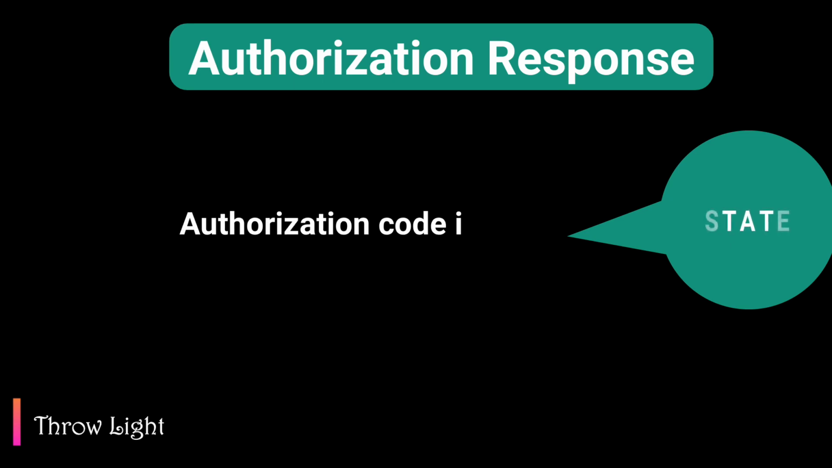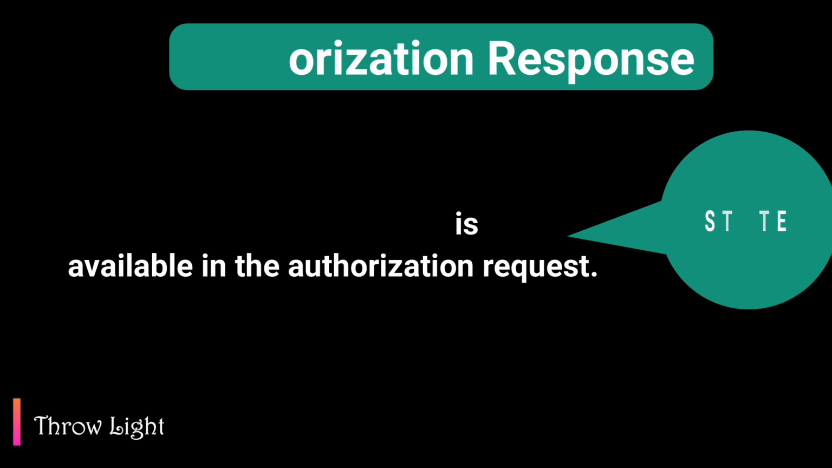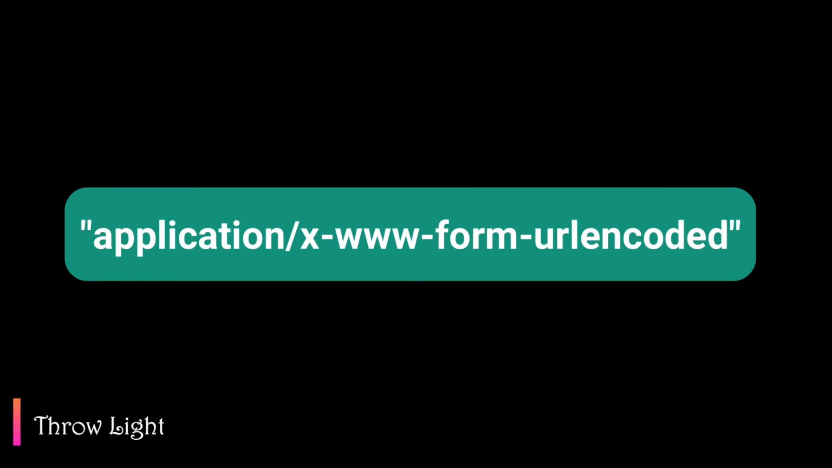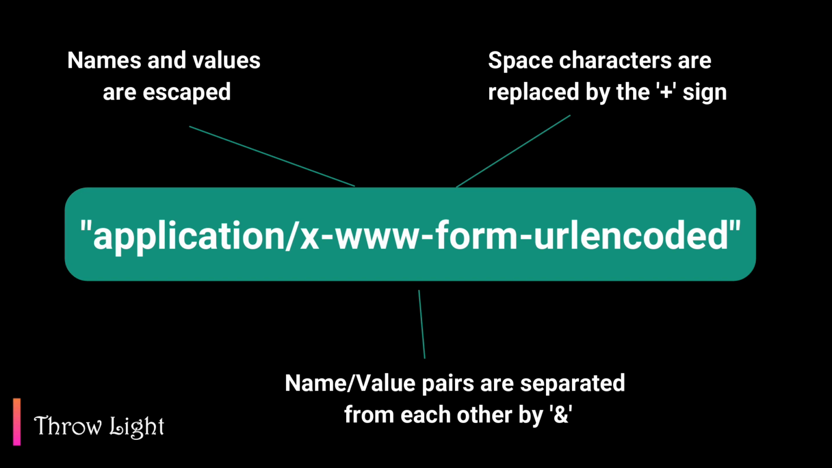And the next one is state. It is also a required parameter if the authorization code is available in the authorization request. The authorization server provides the authorization code and grants access to the client application by using this format. It is the default MIME type of your request which must be encoded in such a way that controls, names and values are escaped, space characters are replaced by a plus sign, name value pairs are separated by an ampersand symbol, etc.